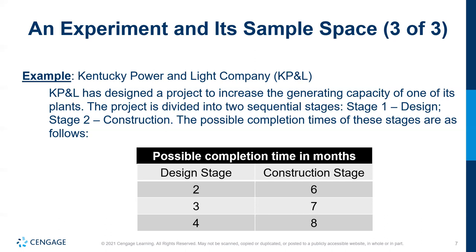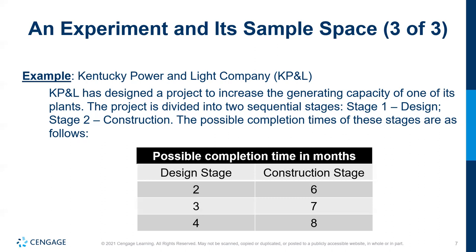And then there's possible completion times. They're not sure, but they look at it. They could possibly take 2 months or 3 months or 4 months in the design. In other words, there's too many variables for them to know yet. And the construction stage could be 6, 7, or 8 months, depending on the decisions they make. So there's our sample space, sort of.